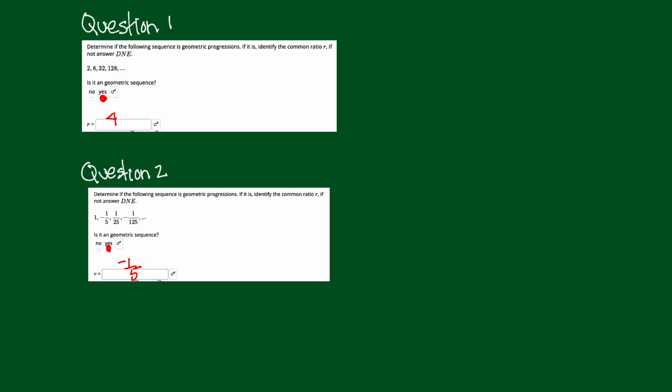Positive, negative, positive, negative. So the common ratio there is negative 1/5. Now, if you're not sure, how would you find that? Take that 1 over 25 and divide it by 1/5. What do you get? 1 over 25 times 5 over 1. So you get 5 over 25, which is 1/5. But you can see you've got that negative there. So r is negative 1/5.